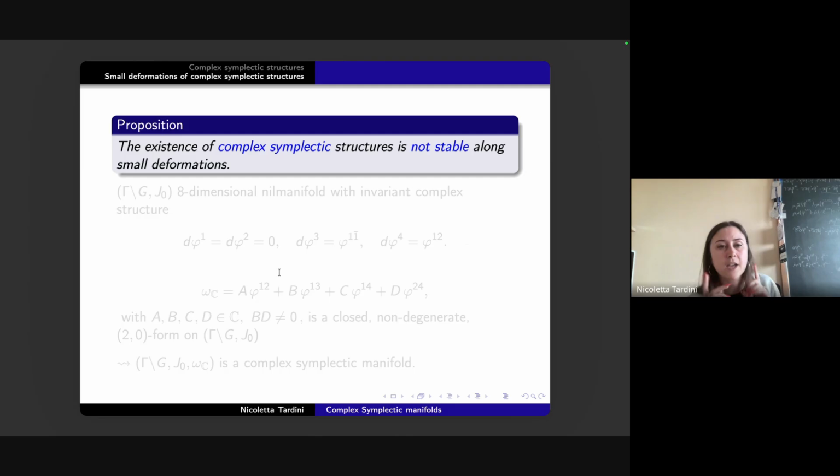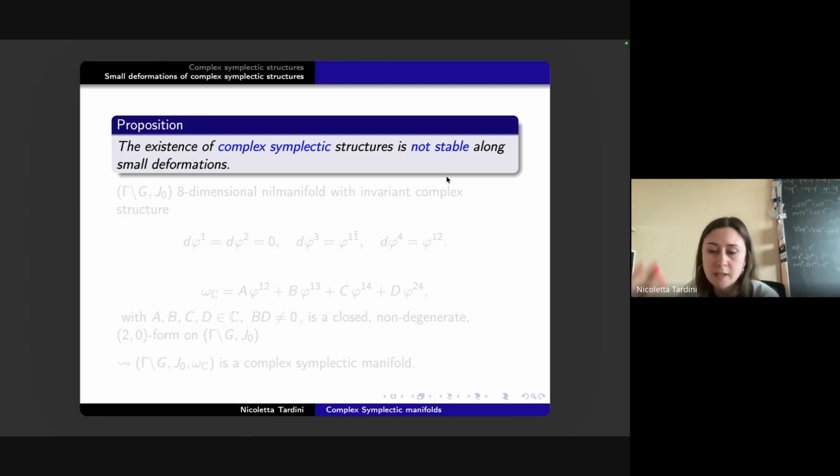I should say that probably this result was already known to experts, but we were not able to find in the literature any statement of this fact or any proof of it. So probably it was known, but we couldn't find any paper stating this result. So we had to come up with an explicit example showing that this property is not stable under small deformations.